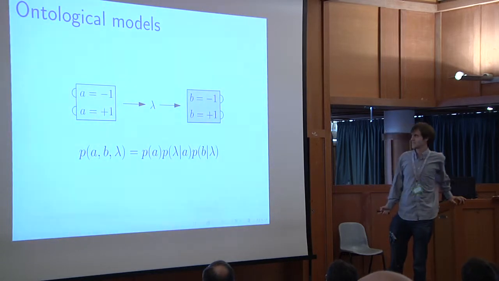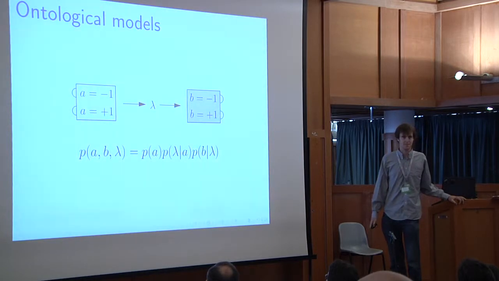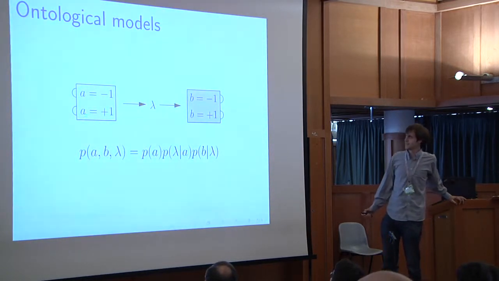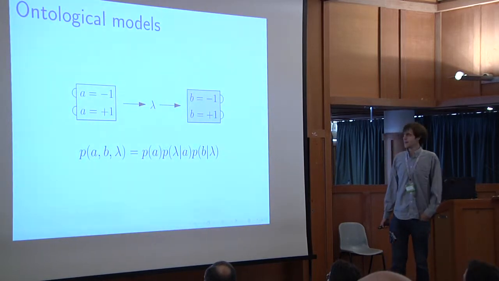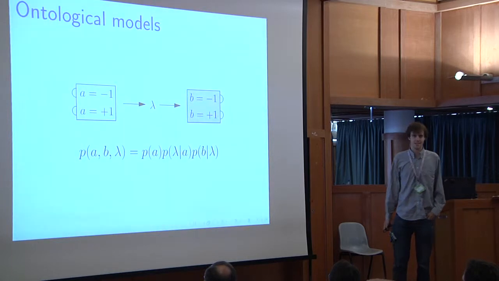Apologies for my artistic skills. So this is the preparation device here. This is the thing that's described by this ensemble in quantum theory. This is the measurement device. These are lights that flash showing you whether A is -1 or +1. And then we notice that which lights flash here is correlated with which lights flash here.